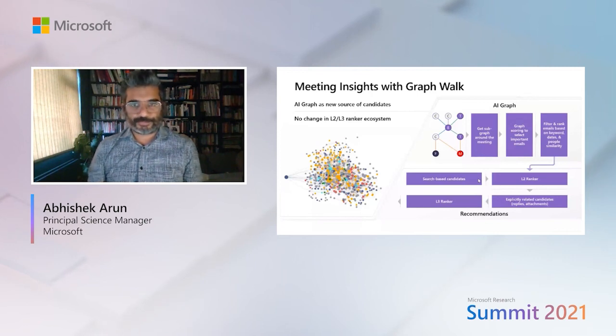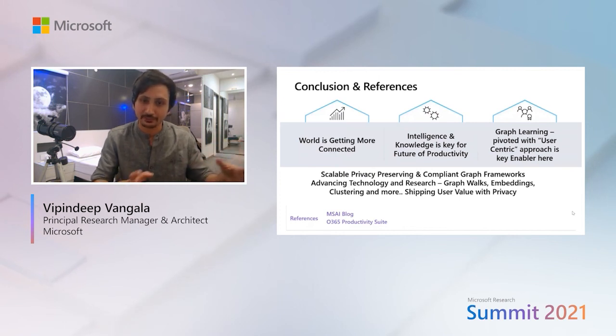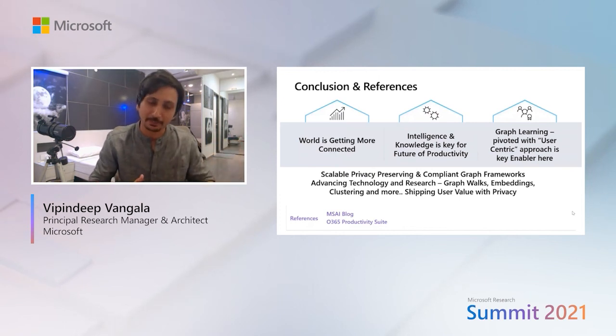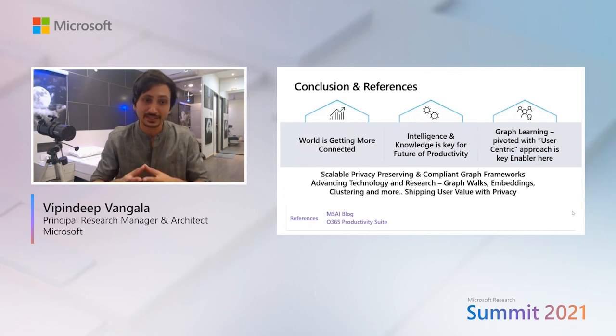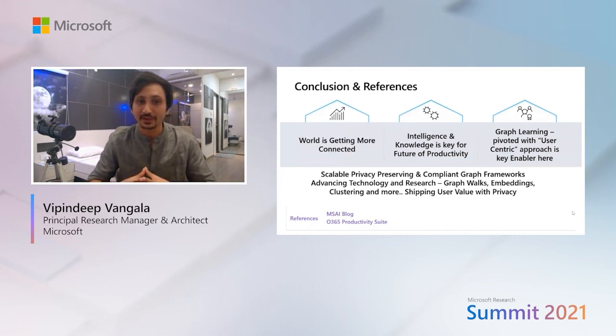Thank you very much. Thanks, Abhishek, for demoing the Meeting Insights scenario. Just to conclude, what you have seen is the potential of graph learning and one scenario that benefited from this, graph learning applications and AI graph. But the world is getting more and more connected. The intelligence and knowledge is key for the future of productivity. And we see graph learning, which is pivoted on user-centric approaches, as a key enabler for this intelligence.